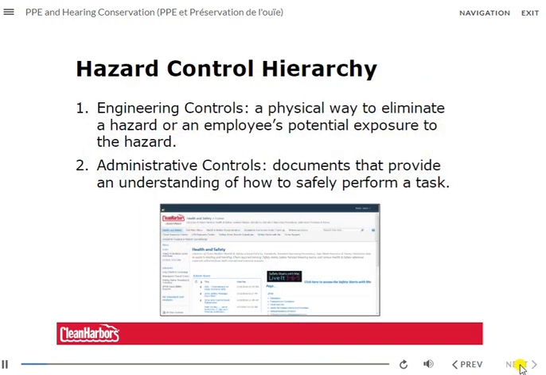The second control of the hazard control hierarchy are administrative controls. These are the regulations, standards, guidelines, procedures, and safe work practices in place for nearly every activity. These are documents that provide an understanding of how to perform a task in such a way to minimize the potential for unwanted consequences, like a spill, injury, or other loss. Examples of these controls are the company's standards and policies found on the Health and Safety SharePoint page.